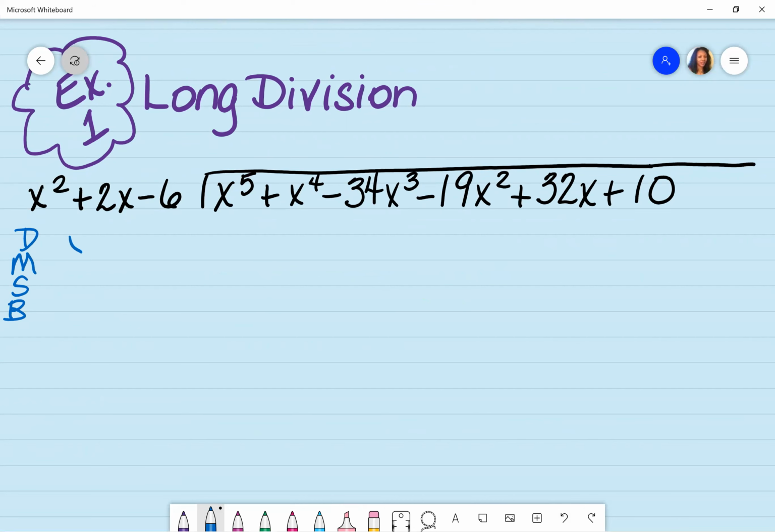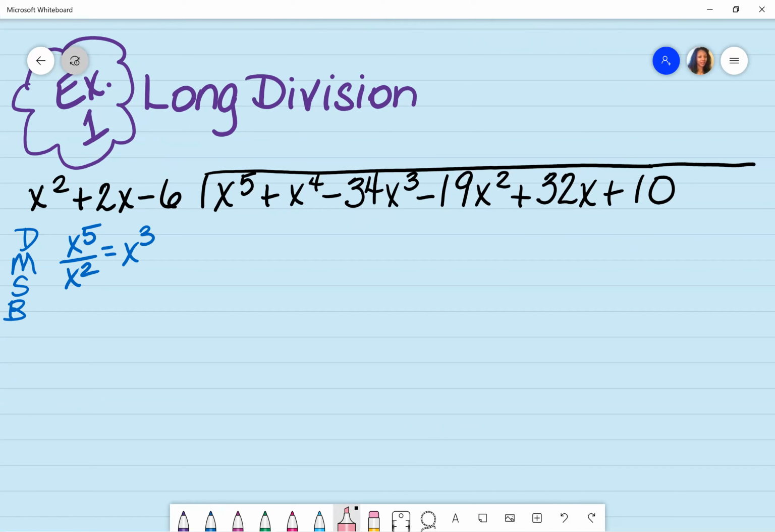So I'm going to take that x to the fifth divided by x squared. Whatever I divide by will always be what I divide by. So the only thing that I'm going to be changing each step is my numerator. X to the fifth divided by x squared is simply subtracting your exponents. So 5 minus 2 leaves me 3. Another way of saying it is I have 5 x's, I take away 2, what's left over?